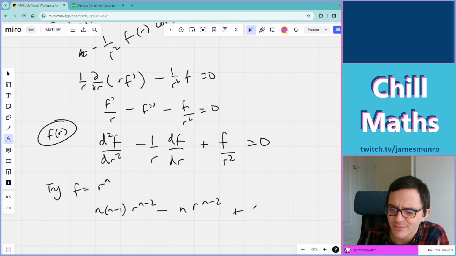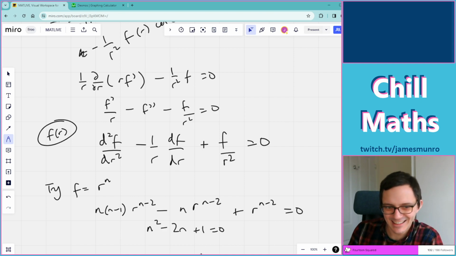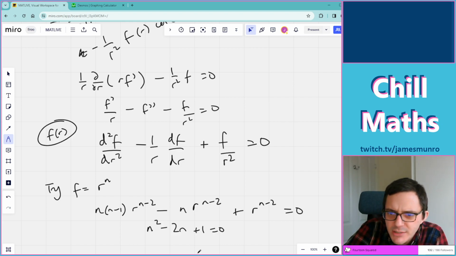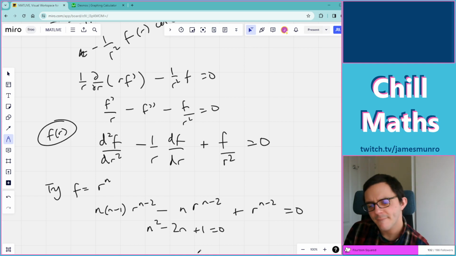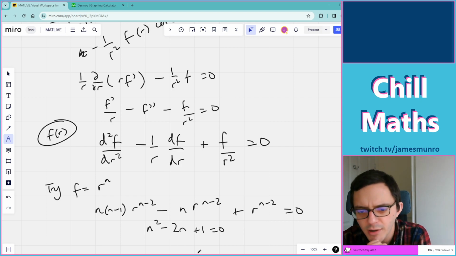And then there's kind of other stuff going on here as well, but let's not worry about it. We end up with something like n squared take away 2n plus 1. It's pretty good. Is that what I wanted? Not at all. Do I love all these minus signs? I do not love all of these minus signs. What was I hoping for? I was hoping for n squared minus 1, I think. Why have I not got that?